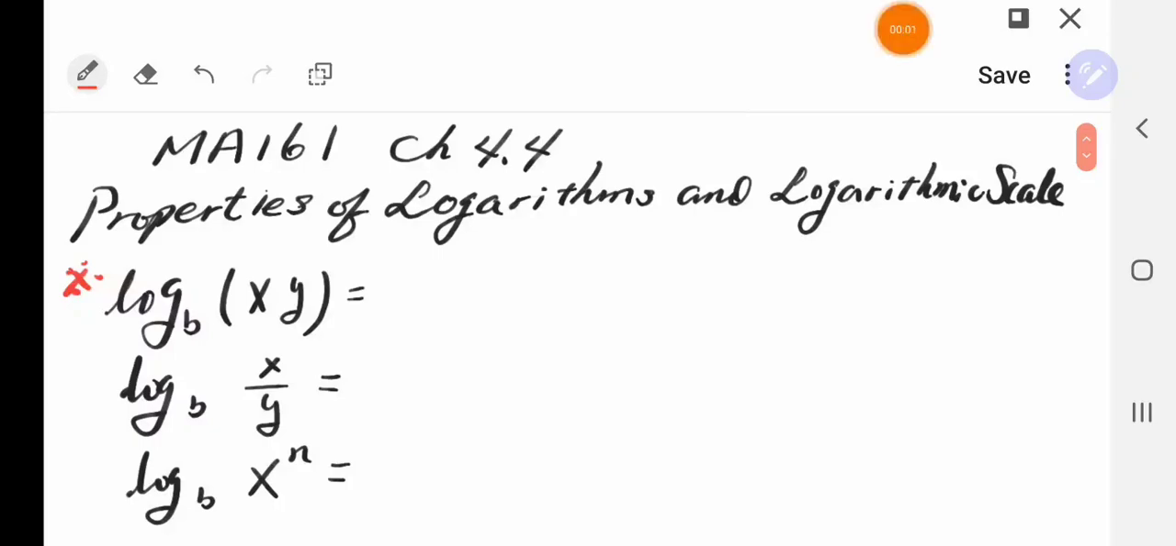Okay, chapter 4.4 Properties of Logarithms and Logarithmic Scales. There are some properties of logarithms. Let's check the first one.